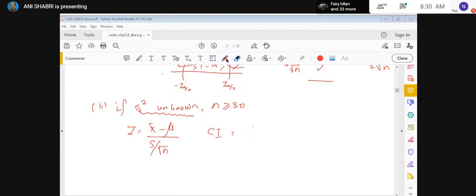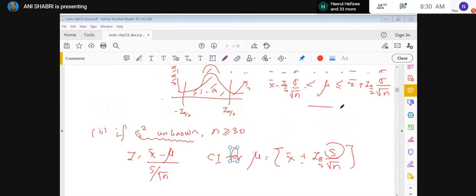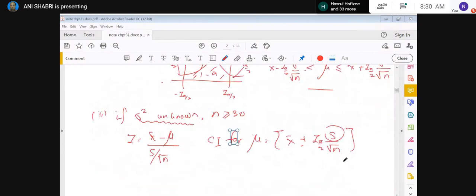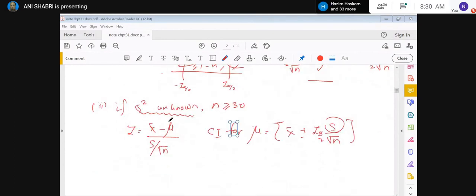CI for mu is equal to, formula same, S bar plus or minus Z alpha divided by 2 times S divided by square root n. The formula is the same, just change this one. This one is sigma and this one is S, because we don't know the value of the variance.